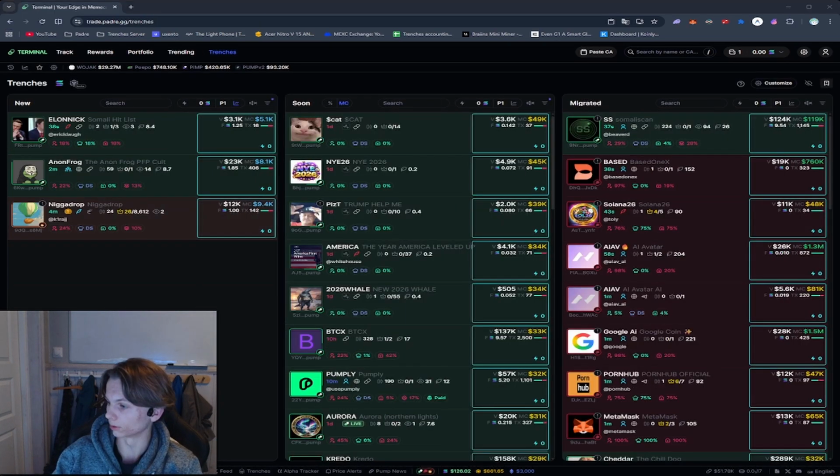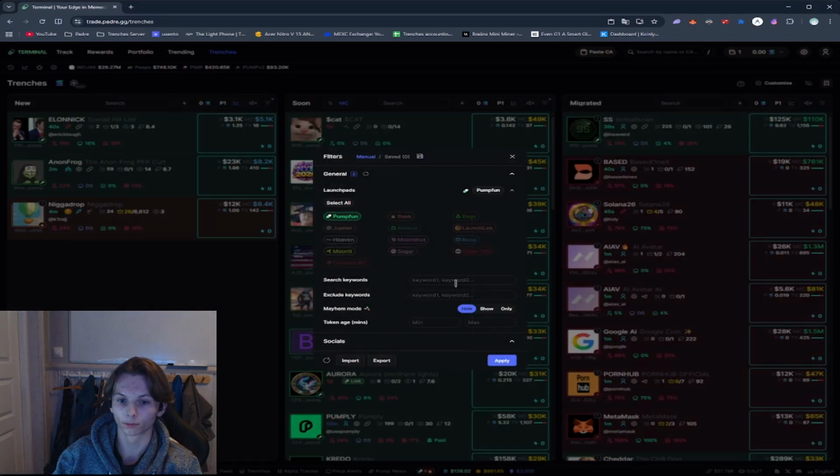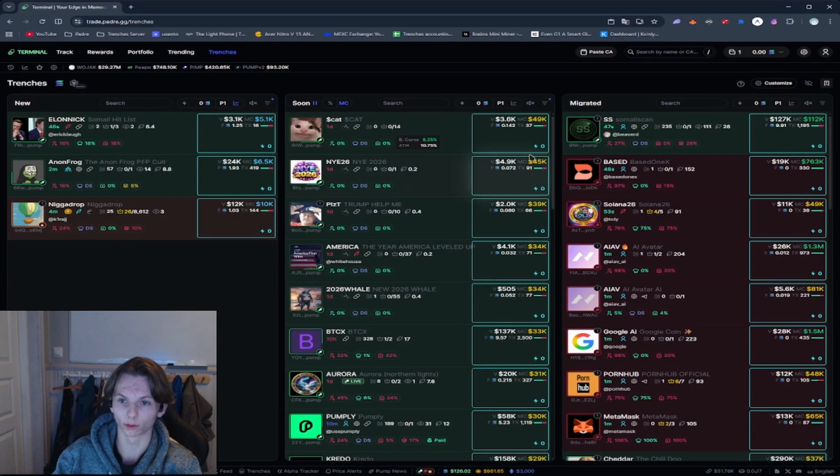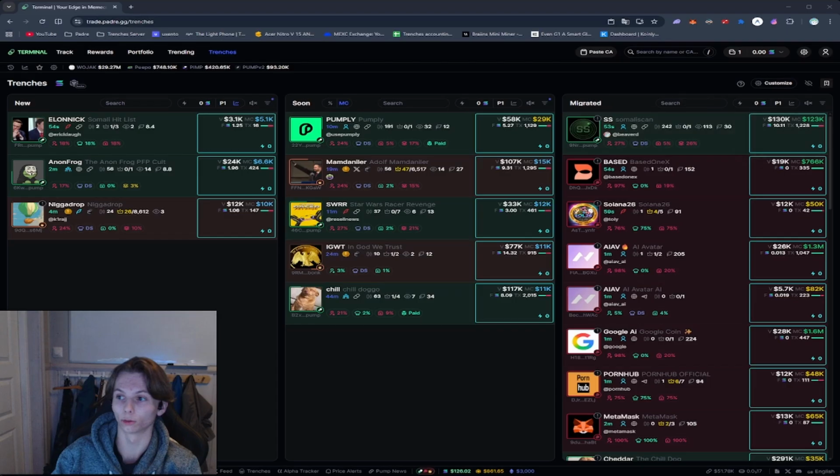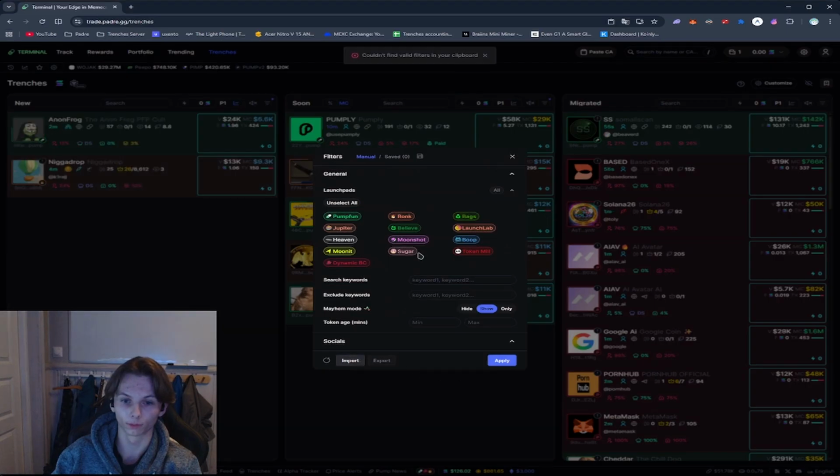So I'll put the rest of the filters in. Then remove Bags. I keep Bonk just in case we have something running on chain. And then also CT tracker is a pretty useful tool you can use.